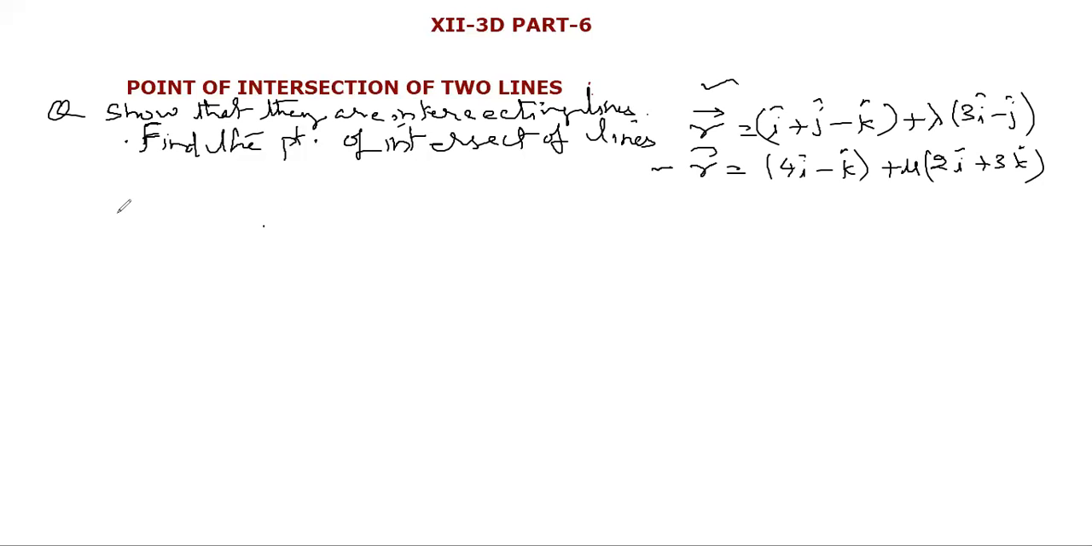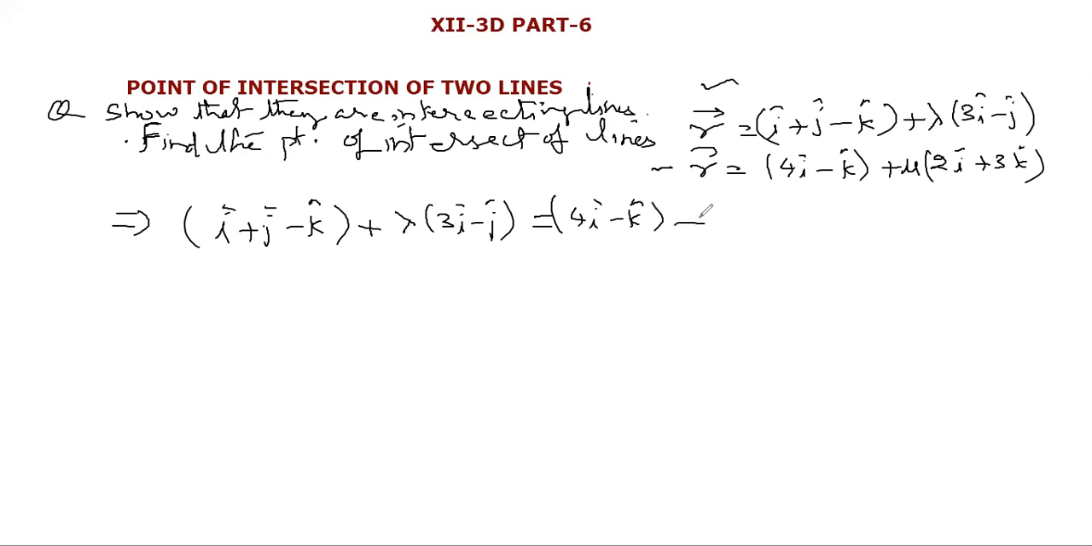So we will equate these two lines. We can say that these lines will intersect if and only if they are equal. Means i plus j minus k plus lambda times 3i minus j equals 4i minus k plus mu times 2i plus 3k.